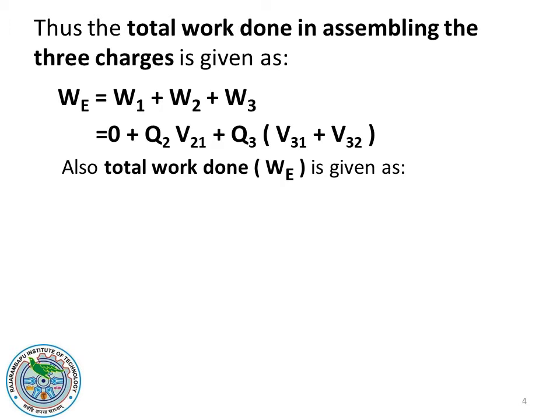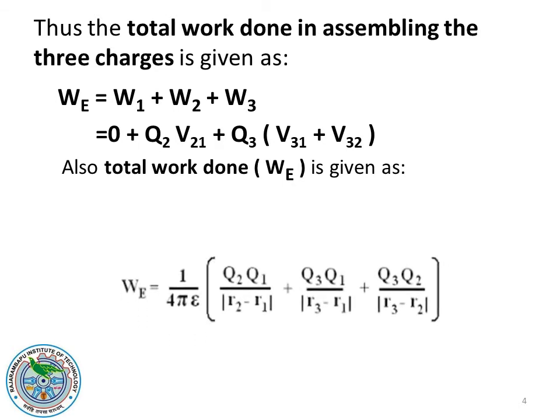Thus, the total work done in assembling the three charges is W equal to W1 plus W2 plus W3, that is equal to 0 plus Q2 V21 plus Q3 into (V31 plus V32). Also, the total work done W is given as, taking 1 upon 4 pi epsilon common, 1 upon 4 pi epsilon into bracket Q2 Q1 divided by |R2 minus R1| plus Q3 Q1 divided by |R3 minus R1| plus Q3 Q2 divided by |R3 minus R2|.